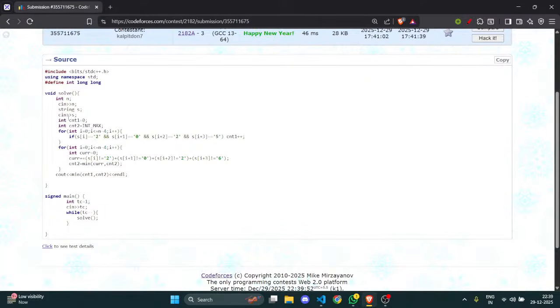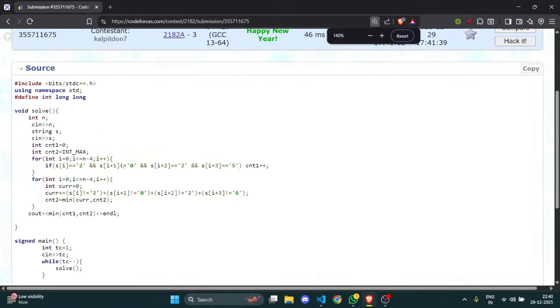I have done it in a bit of a different fashion, but we can simply check whether the string contains 2025 or 2026. If it contains 2026, then the answer is 0. If it contains 2025, then the answer is 1. You can also check my code. What I have done is check four consecutive characters, s[i], s[i+1], s[i+2], s[i+3].